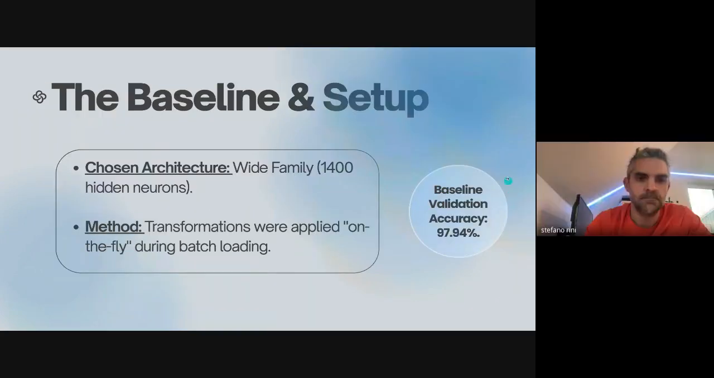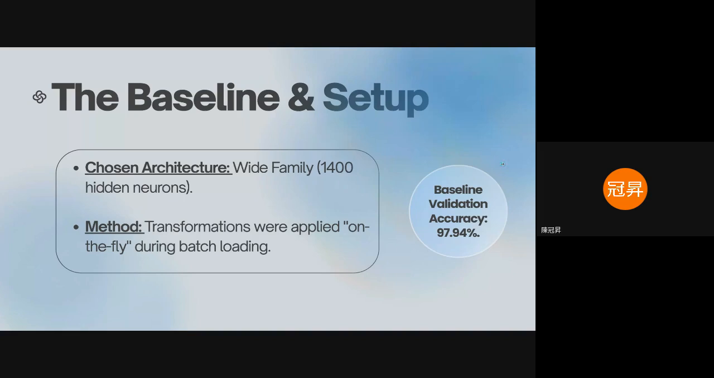Of course. So the baselines and the setup: to keep our experiment scientifically valid, we had to lock in our architecture. We took the best performing model from task 1, which was the wide architecture with a 1,400 neuron hidden layer, trained normally. This gives us a solid baseline validation accuracy of 97.94%. We also wrote a custom dataset loader so that our image edits happen dynamically on the fly as the batches were loaded, rather than saving thousands of new images to the disk.